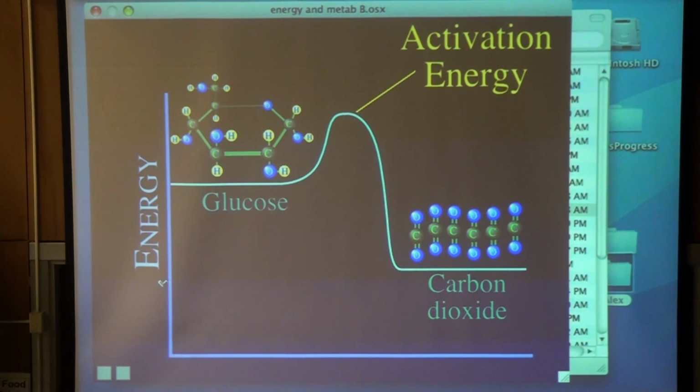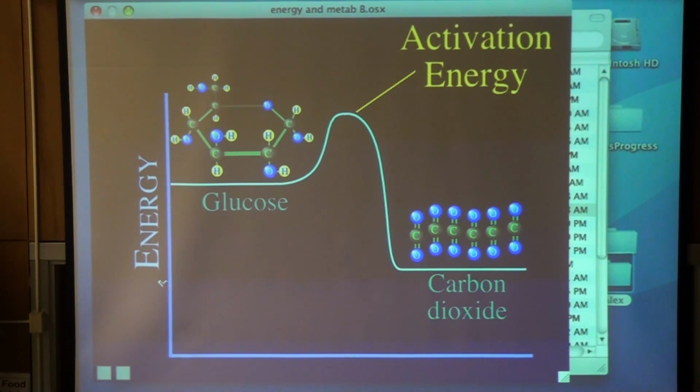The reason why there's this activation energy is simply that you have to break these covalent bonds before you can turn them into carbon-oxygen bonds. And that takes energy to break covalent bonds. Now, if you wanted to turn glucose into carbon dioxide, you can do it by adding heat energy.